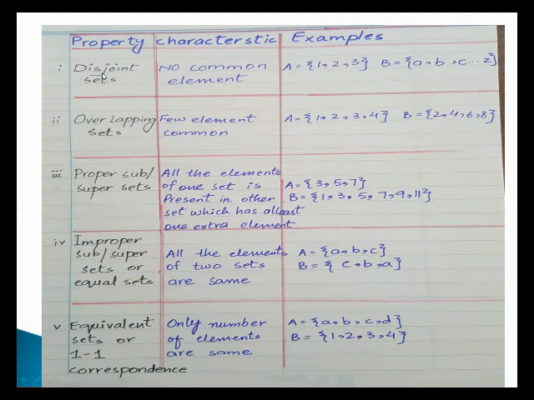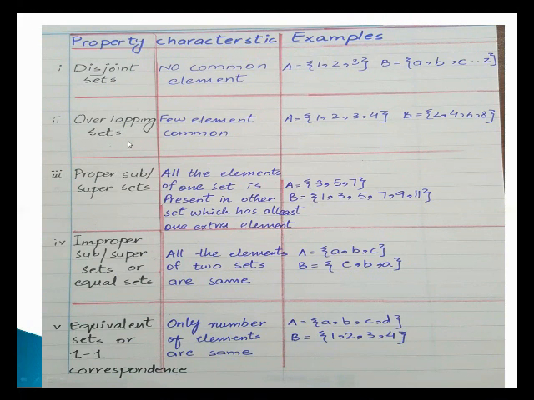Disjoint, according to characteristic, means no common element. They are the sets in which we observe no element is common between the sets. There is an example where sets A and B are given. Set A has 1, 2, 3 and B has A, B, C up to Z. When we compare the two sets, we observe that the first set consists of numbers and the second set consists of the English alphabet. So no element is common between set A and B. That's why they are an example of disjoint sets.